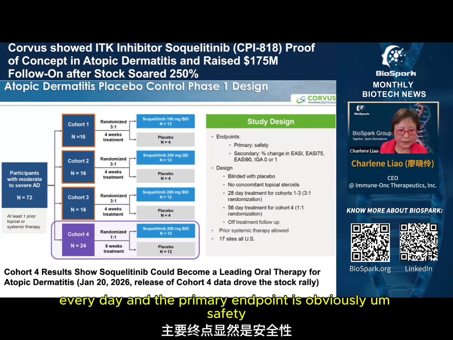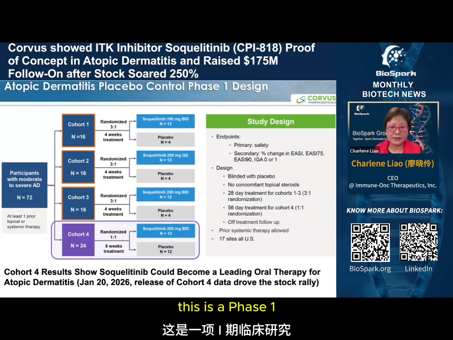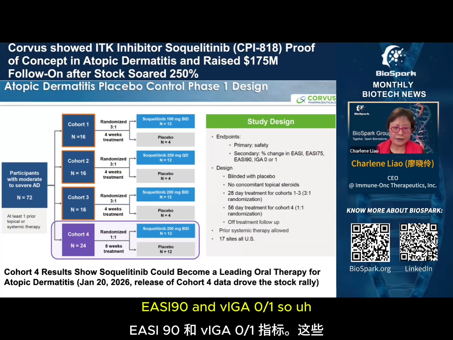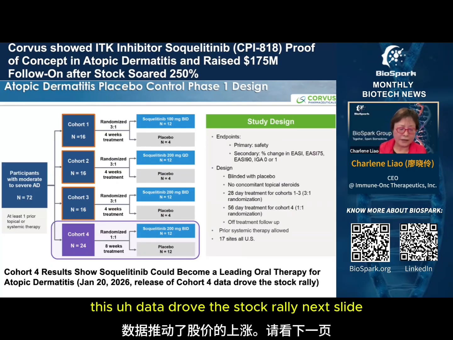twice every day. And the primary endpoint is obviously safety. This is a phase 1. Secondary endpoint is the efficacy, percentage change in EASI, EASI 75, EASI 90, and IGA 0 or 1. So this data drove the stock rally.